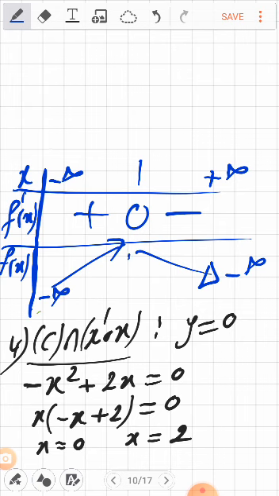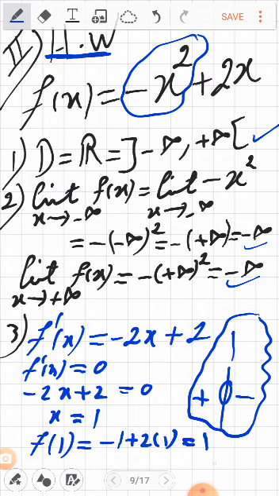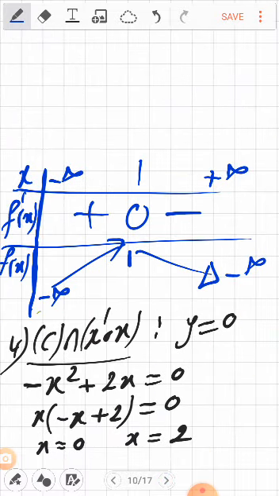Here we set f of 1. f of 1 is also 1. We calculate it here. f of 1 is 1. This is the table of variation.